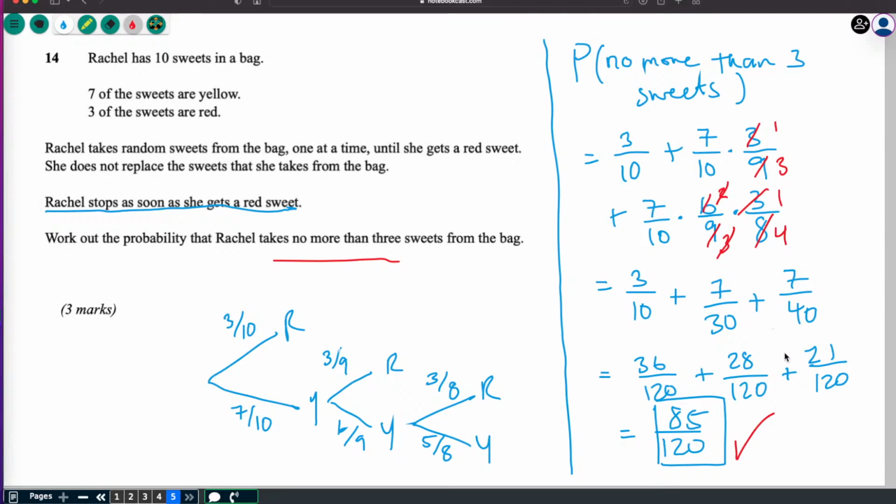So all the working up to this is fine actually. This is the correct final answer, which simplifies to 17 over 24. But again, don't bother with that.